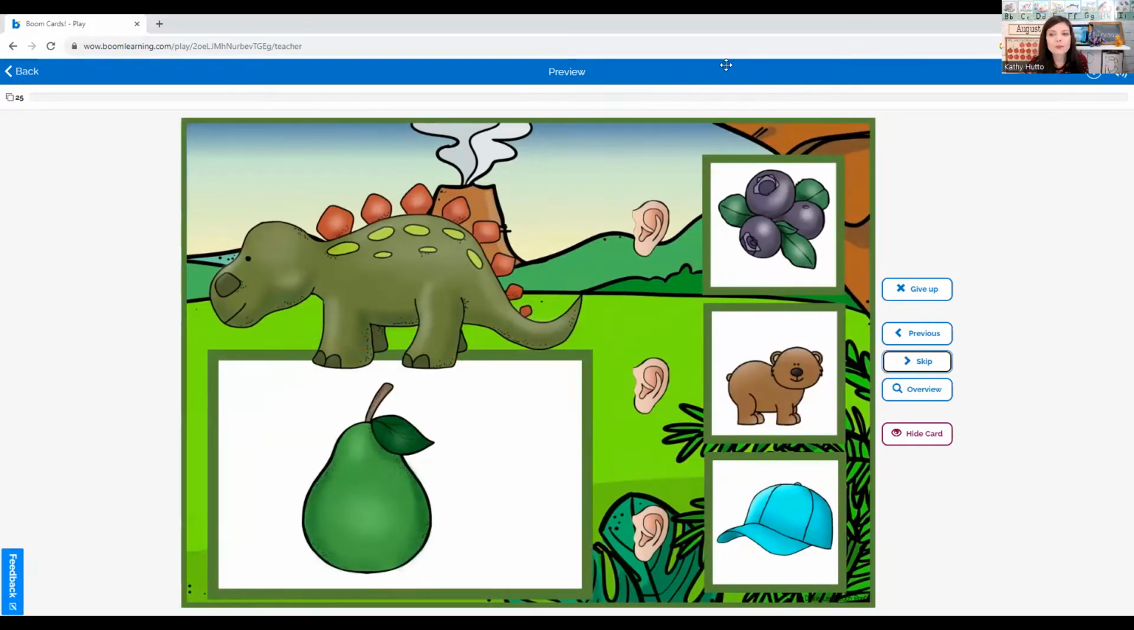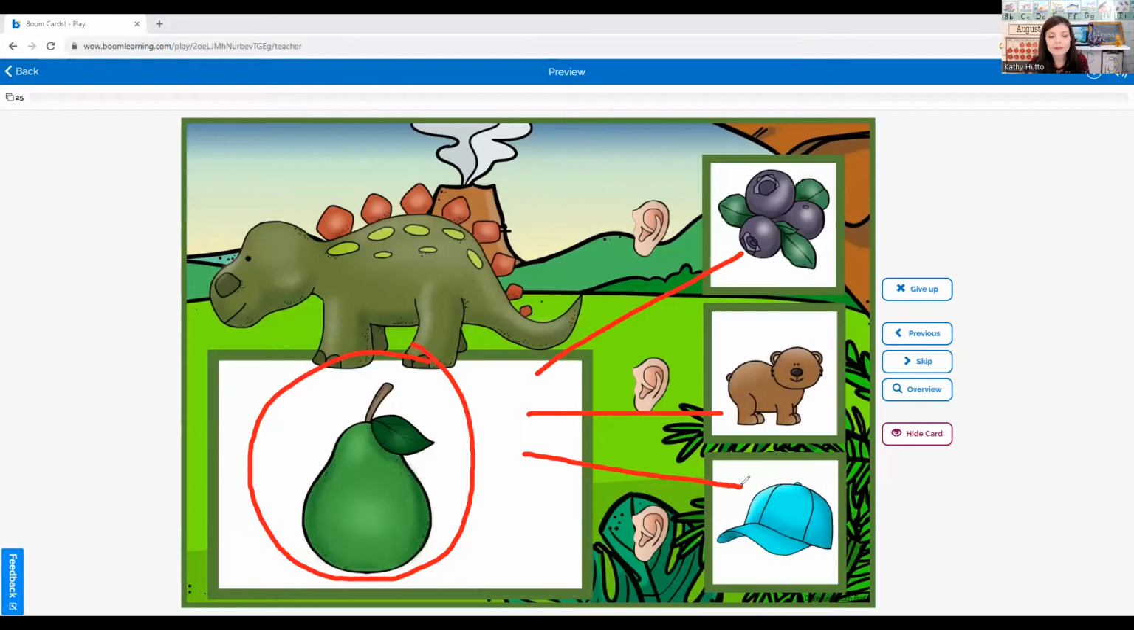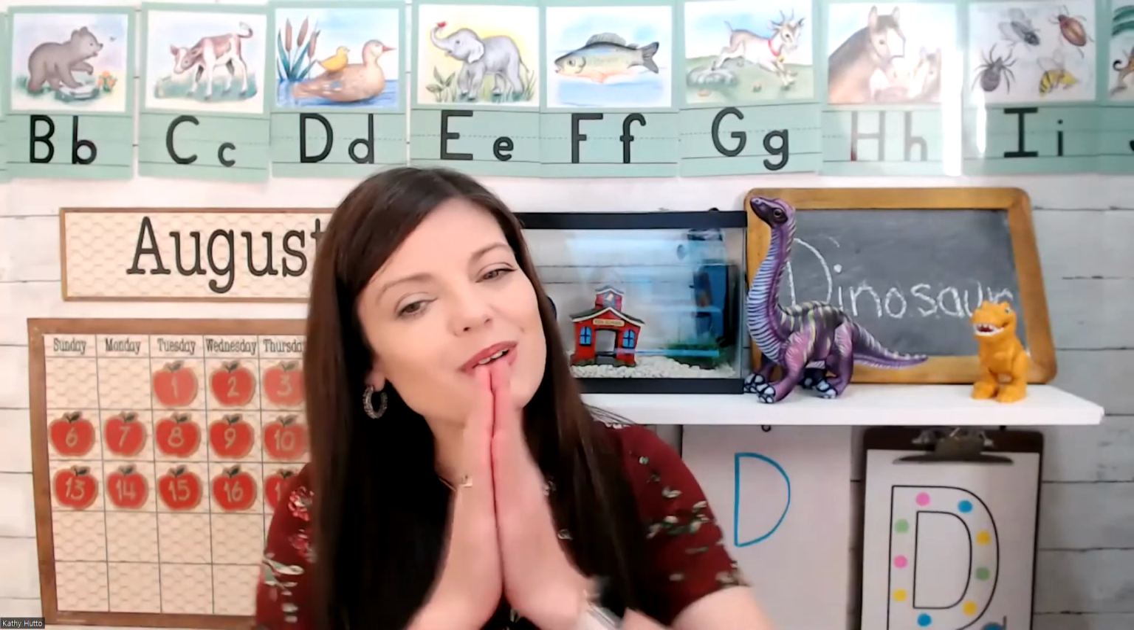Which word rhymes with pear? Is it berries, bear, or cap? Which word rhymes with pear? Pear, bear. Well, you did a great job with rhyming words.